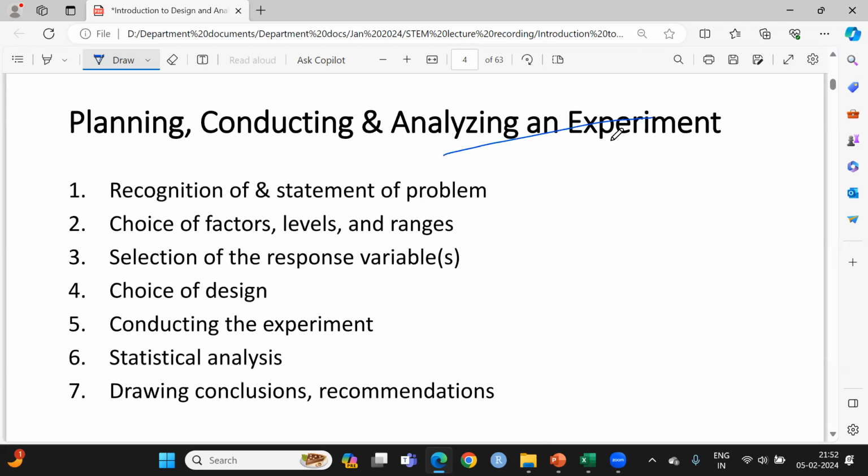Our main objective is to recognize which type of item one wants to prepare, and one must be clear about the statement of the problem. Statement of the problem means that if our objective is to improve performance, then our statement of the problem is how one can improve the performance of, say, a machinery item.